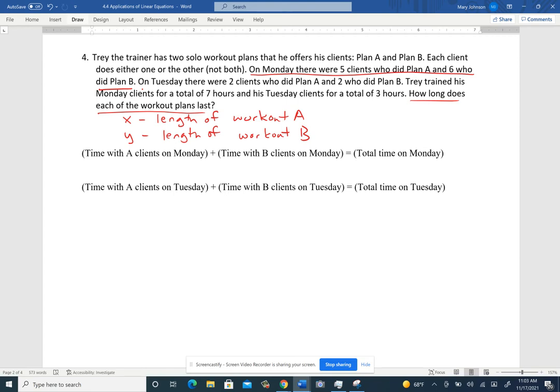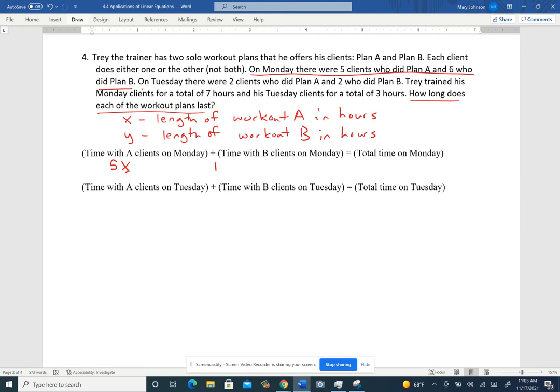So 5 did plan A. So if he had 5 that did plan A and he spent X minutes with them, I'll say X hours, since things are in hours, so we don't have to do conversions. Okay, so 5 clients did plan A, he spent X hours with them. X was the length of time for each workout A. So 5X would be the total time spent with his A clients.